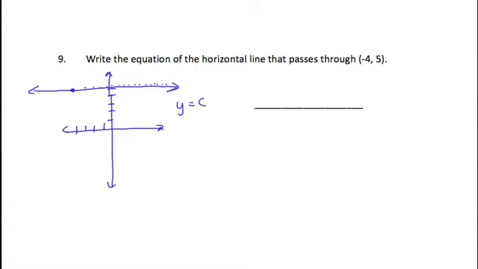So let's look at this value. It's passing through this point, negative 4, 5. The y value of that point is 5. And in fact, the y value of all of these points on this horizontal line is 5. So that is the equation of our line, is just y is equal to 5.